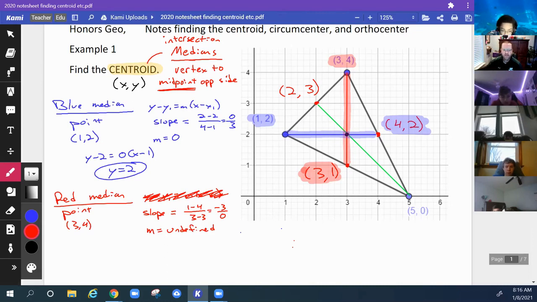So I don't want to say zero slope, I want to say undefined slope. Zero slope is going to be a horizontal line, the blue one.